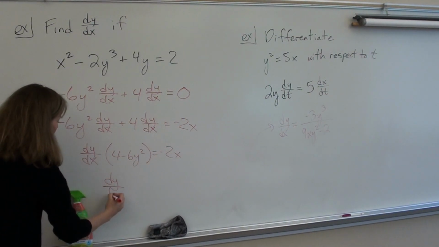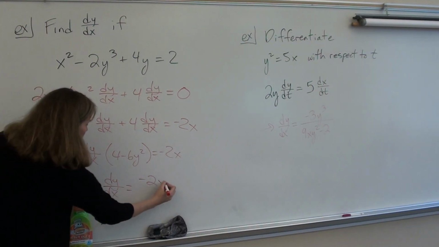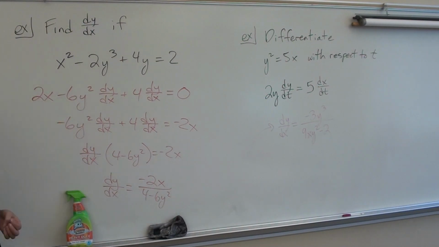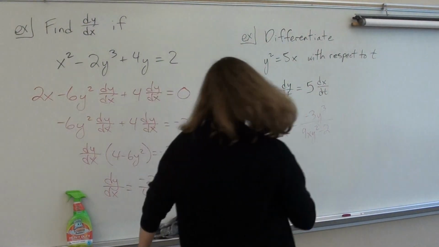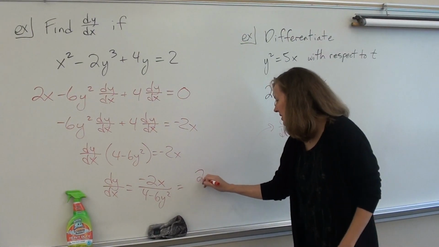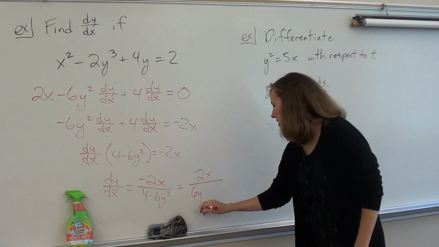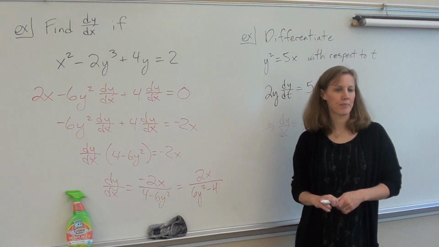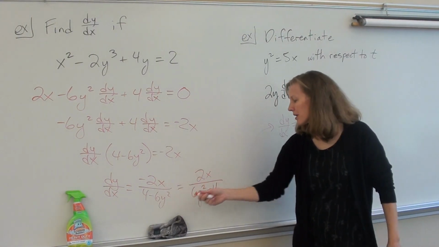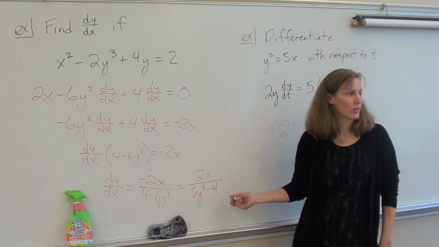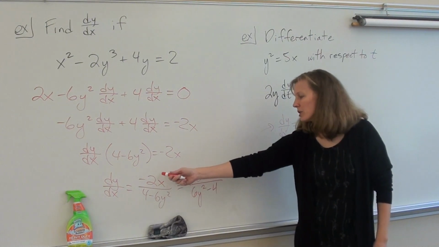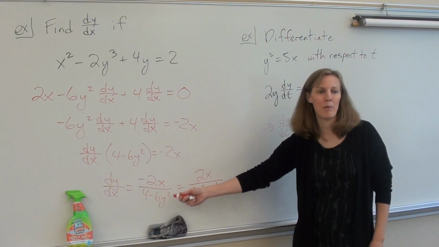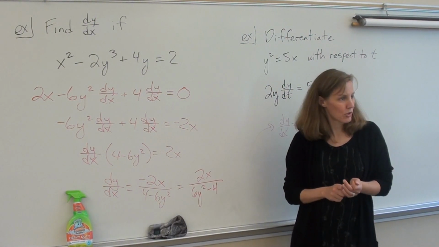Now, I will warn you, if this was a multiple choice question, this would probably not be the answer that you would see. What you would actually see is probably this. Are this and this equivalent? Yes, because you can multiply top and bottom by negative 1 and get an equivalent fraction. So chances are they wouldn't have a negative on the top, they'd have it like this. Just know if you get an answer that's exactly the opposite top and bottom of what you see, that's okay, it's the same thing.